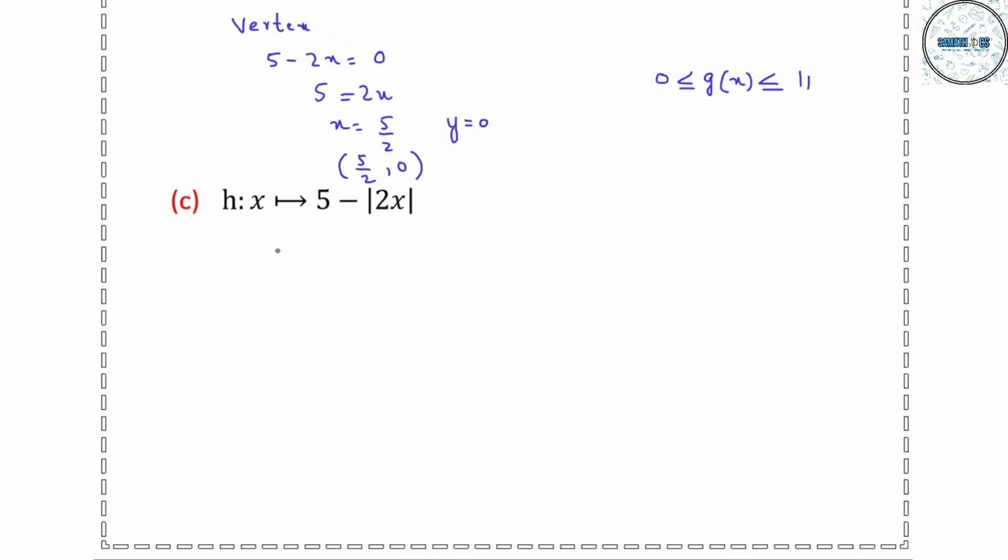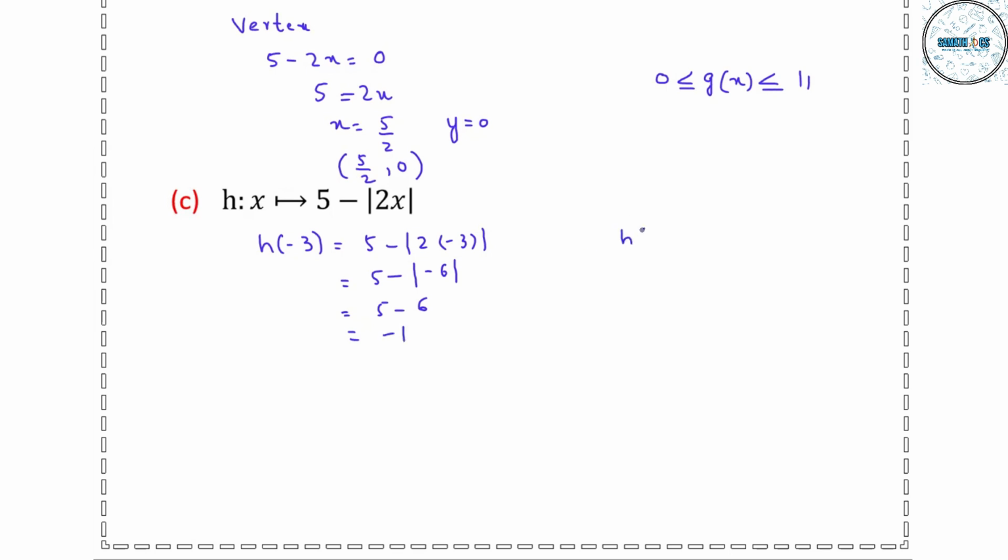Let's do this one. In this, we have 5 minus absolute of 2x. We'll substitute the value of x as minus 3. So 5 minus absolute of 2 multiplied by minus 3, which is minus 6. So we have 5 minus absolute of minus 6, which is 6. So we have here minus 1.